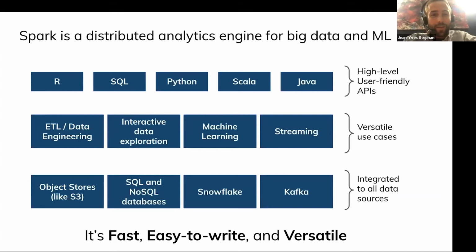Great. So first, before I actually even talk about Kubernetes, just a recap about Spark. It's a distributed analytics engine for big data and machine learning. The reason why Spark is popular: first, it's fast. Second, it's easy to write a Spark application because there are these high-level APIs in Python, Scala, SQL, and more. And last, it's versatile because with Spark, you can do ETL and data engineering. That's the most common use case, but also interactive data exploration, machine learning, streaming, and so on.